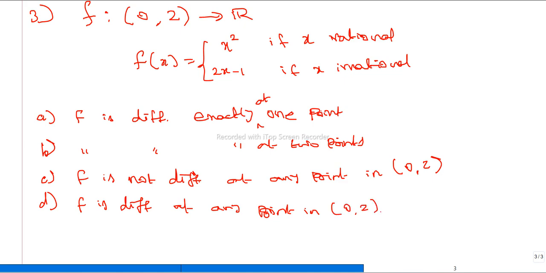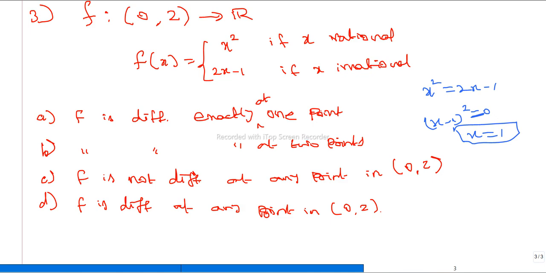So which one is correct? Whenever a function is differentiable, first of all that function should be continuous. Without continuity, we cannot talk about the differentiability of a function, because we know that every differentiable function is continuous. Now we know the method to check at which point the function is continuous. You have to equate these two. So x square should be equal to 2x minus 1, and if you take this side, we get (x minus 1) whole square equal to 0. If you solve, we get x equal to 1. Therefore the function is continuous only at x equal to 1.